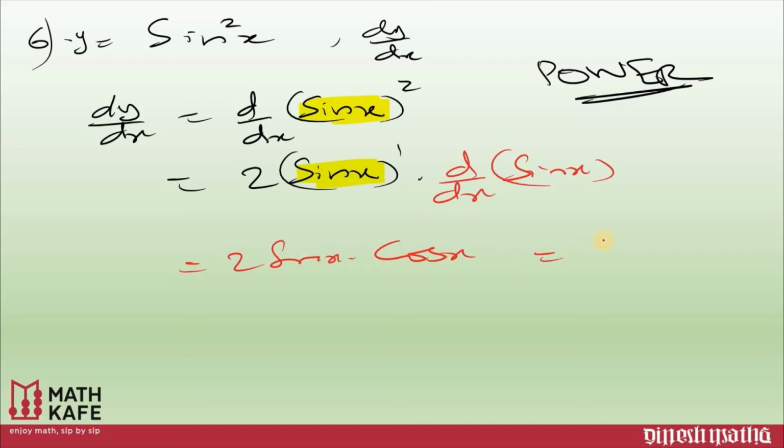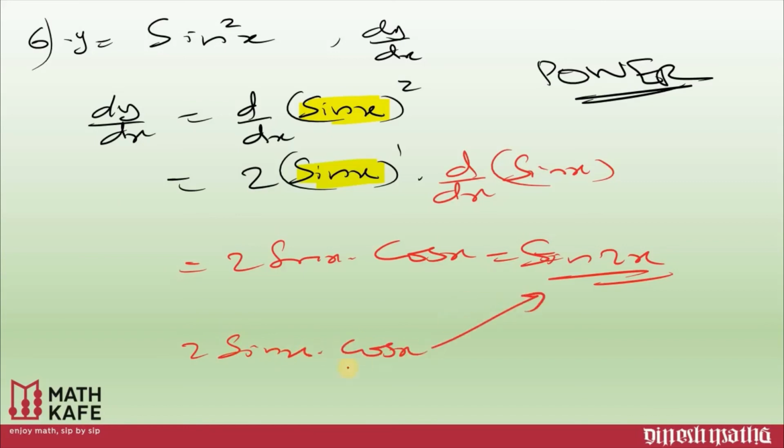So 2 sin x cos x, or if you use the formula, that will become what? Sin 2x. Again, if you know the formula, one step only, just 2 sin x into derivative of sin x, which is cos x. You got the answer within seconds. Let us see the next example.